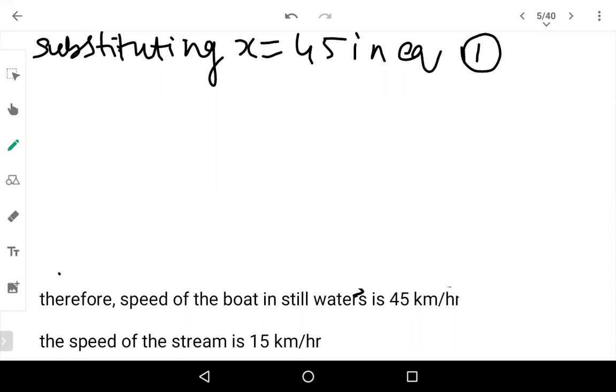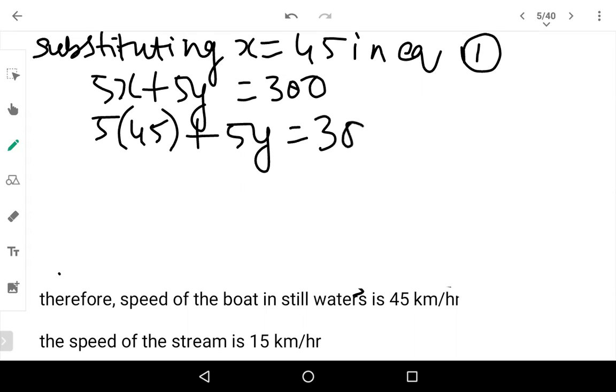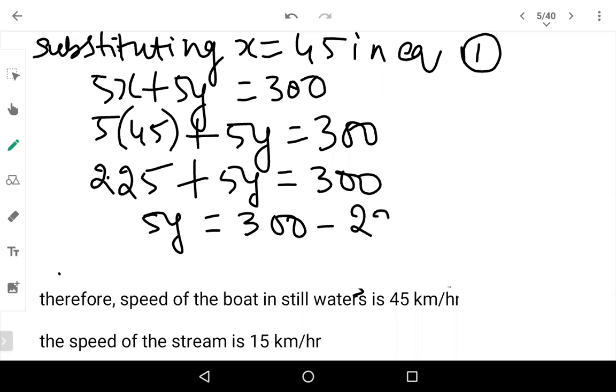What is equation 1? 5x plus 5y is equal to 300. So 5 into 45 plus 5y is equal to 300. 5 into 45 is how much? 225. Yeah, 45 and 15. Correct, Anusha. Plus 5y is equal to 300. So 5y is equal to 300 minus 225. So y is equal to 300 minus 225 is 75 by 5. Therefore, y is equal to 15.